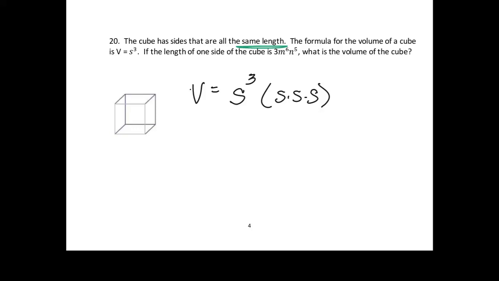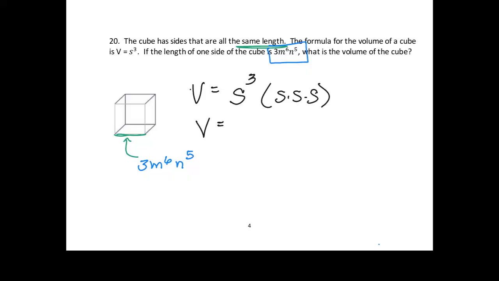If the length of one side of the cube is 3m to the sixth n to the fifth, so here's one length of your side, and we're saying this is 3m to the sixth n to the fifth. I don't think I said that right before. What is the volume of the cube?